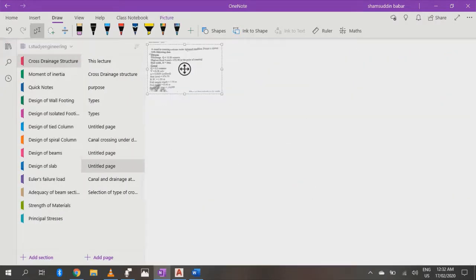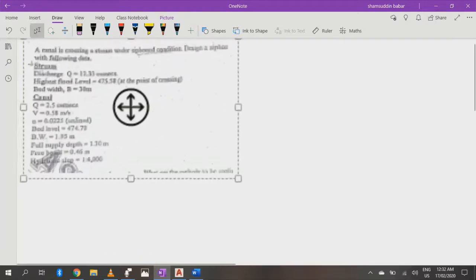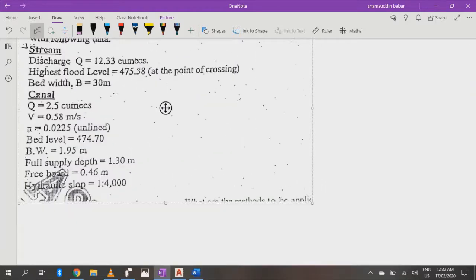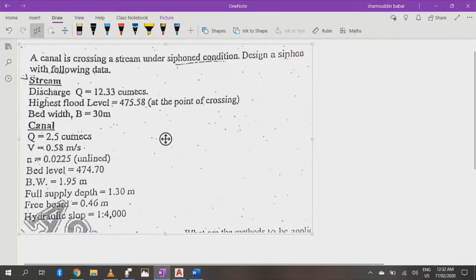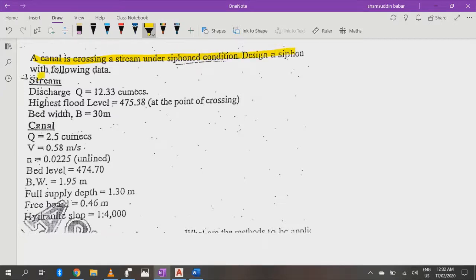For this case we have a problem. This is a problem from a past paper, a civil commission past paper on design of hydraulic structures. It is written here: a canal is crossing a stream under siphon conditions. Design the siphon for the following data. Now this is the stream and this is the canal. In these questions we have already been told the canal crosses the stream under siphon conditions. We know the canal is crossing through a siphon, and it should be under the stream, as it is given that there is a stream.